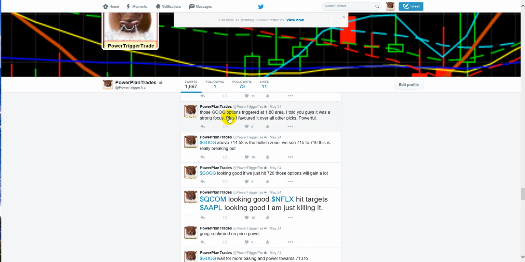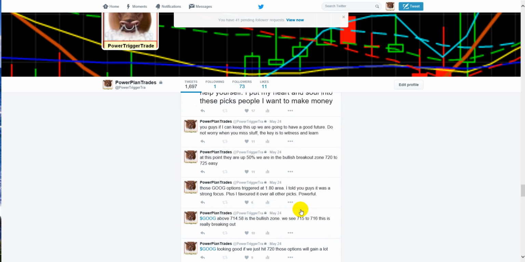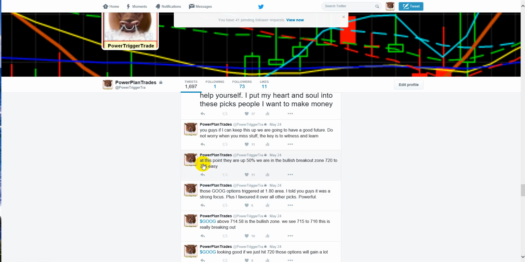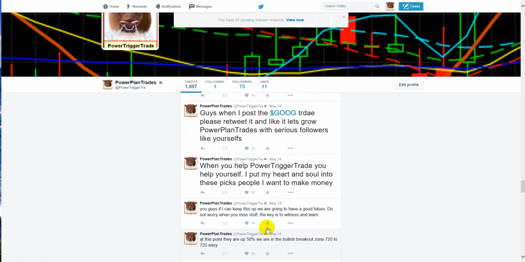I also made this comment. Those Google options are triggered at 180 area. I told you guys it was a strong focus. Plus, I favored it over all other picks. So I make comments inside of Power Plant Trades, good and bad. Okay. At this point, they are up 50%. We are in the bullish breakout zone, 720 to 725 easy, and this is posted May 24th, right?